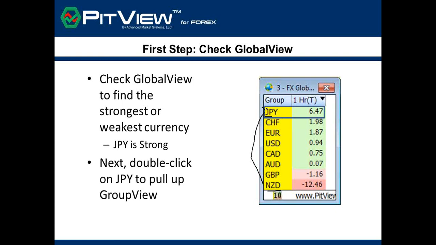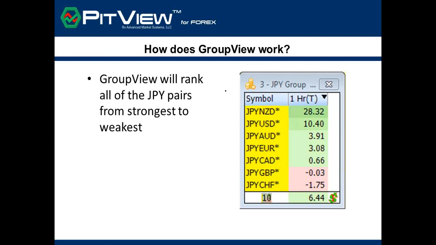If we want to see who the yen is strongest against, what we would do is double-click. So we just do a double tap on the yen, if you will, and that'll show us who the yen is actually strongest against. And that's via GroupView.